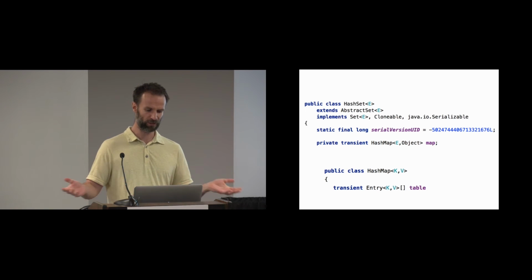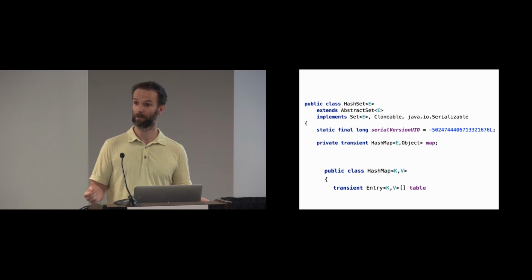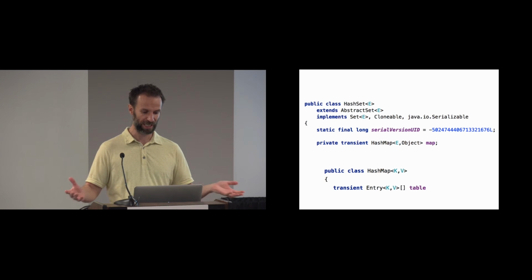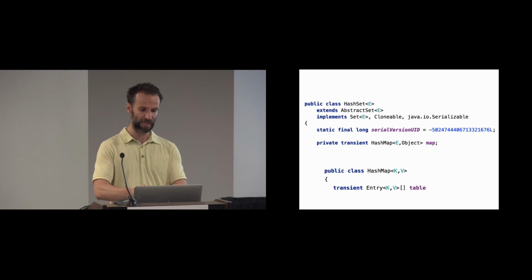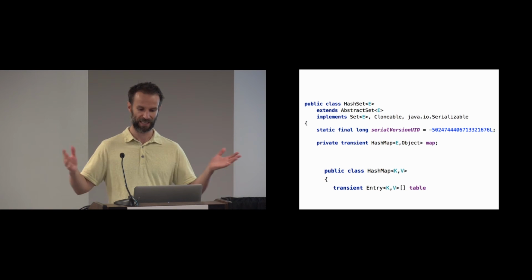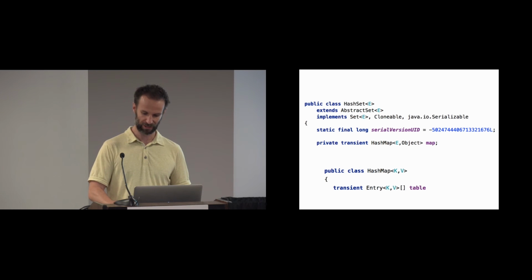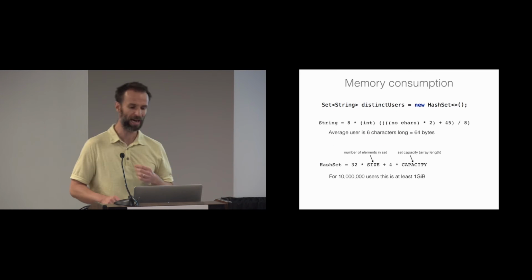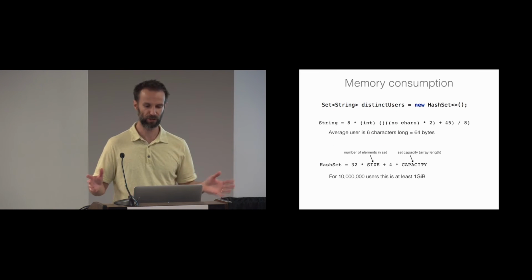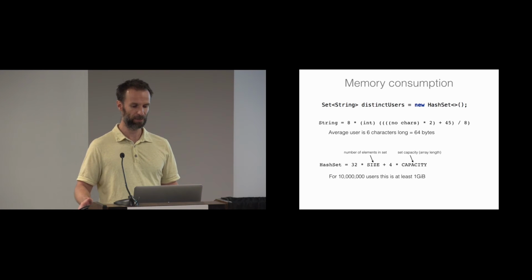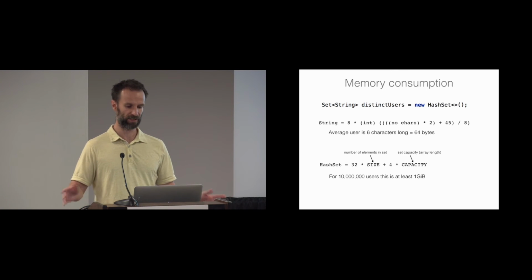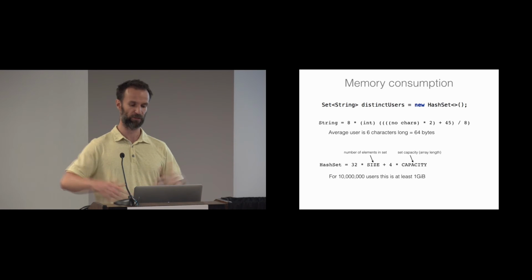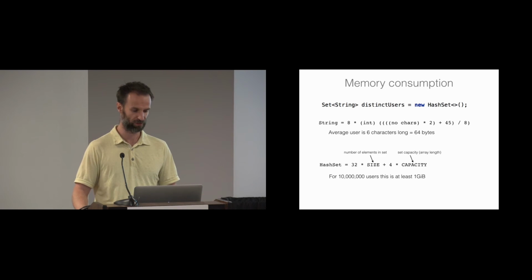You may be wondering, what's the big deal about doing that? Well, hash map has a pretty big memory footprint, and it's a chained hash table implementation. These map entries are heavyweight things that get dragged around in a hash set. And there's some math you can do. If we assume that the average username is 6 characters long, that's about 64 bytes. So you already get a lot of explosion just using Java strings.